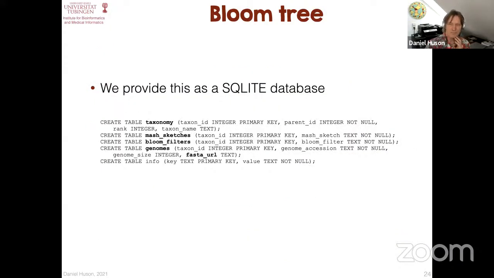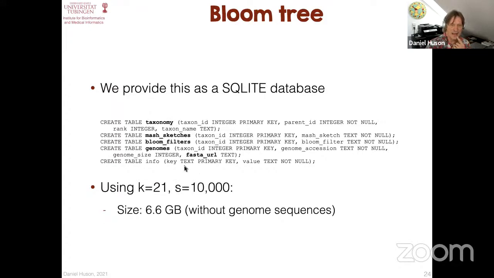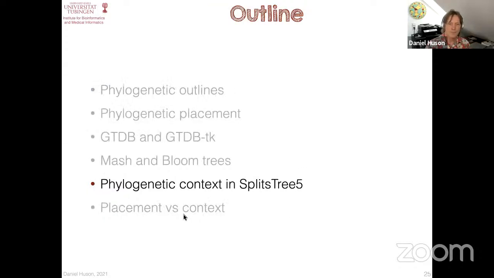Okay, so we've computed sketches for the whole of the GTDB taxonomy and the Bloom filters for all of the internal nodes, and we provide these as an SQLite database with these tables here. Using a kmer size of 21 and a sketch size of 10,000, this database is about 6.6 gigabytes in size. This database is then what you would use to figure out the phylogenetic context of some genomes. So that's what I'm going to talk about next.